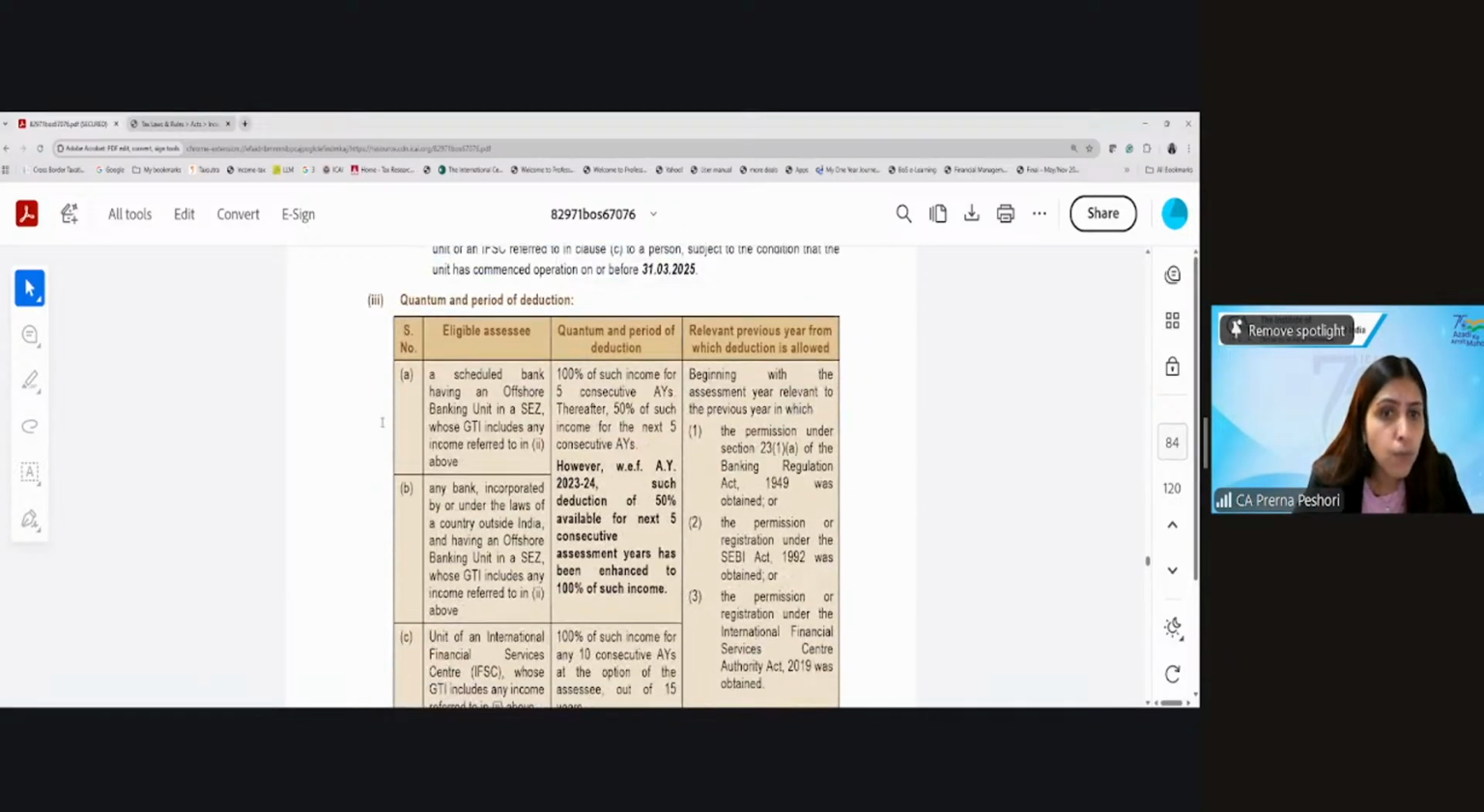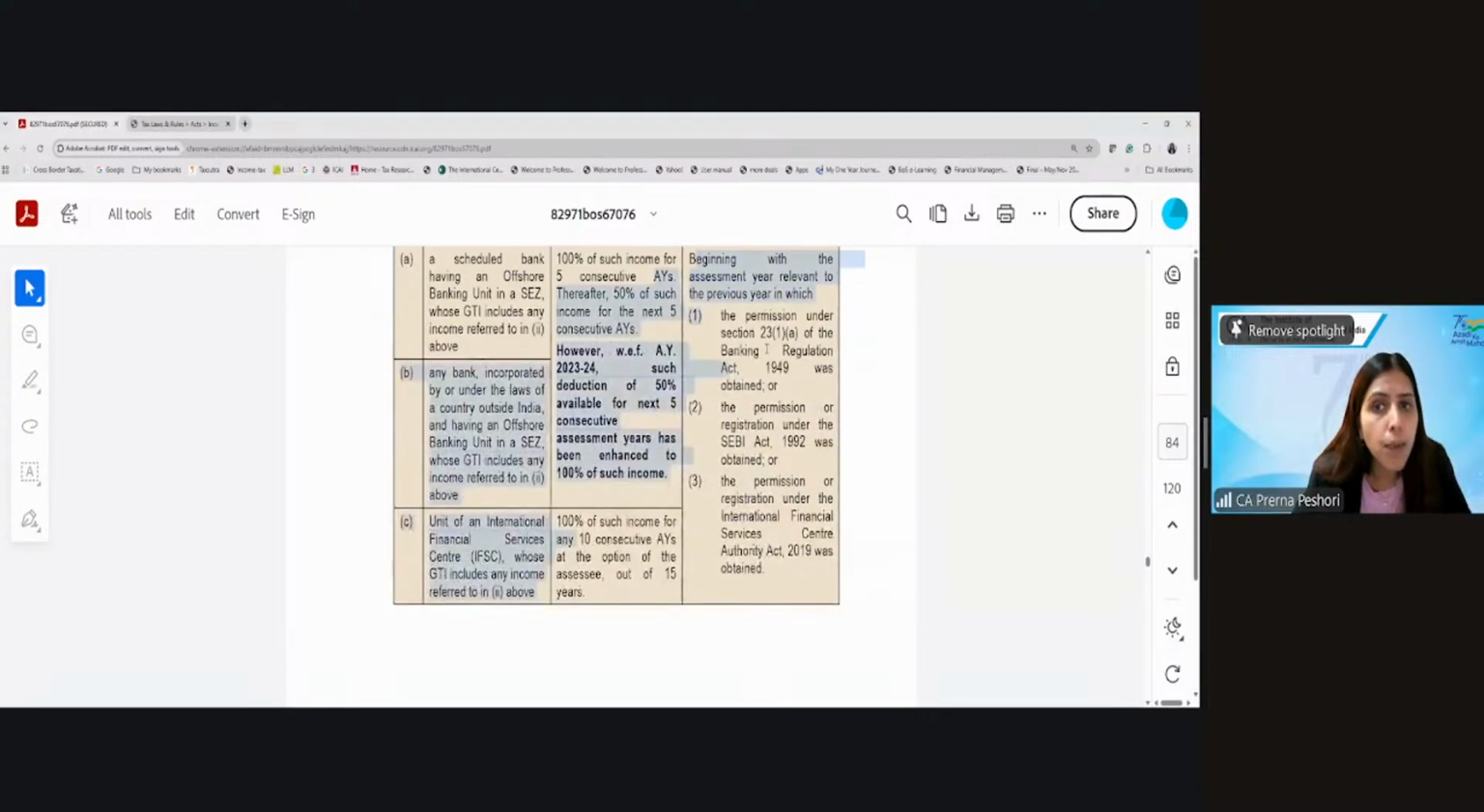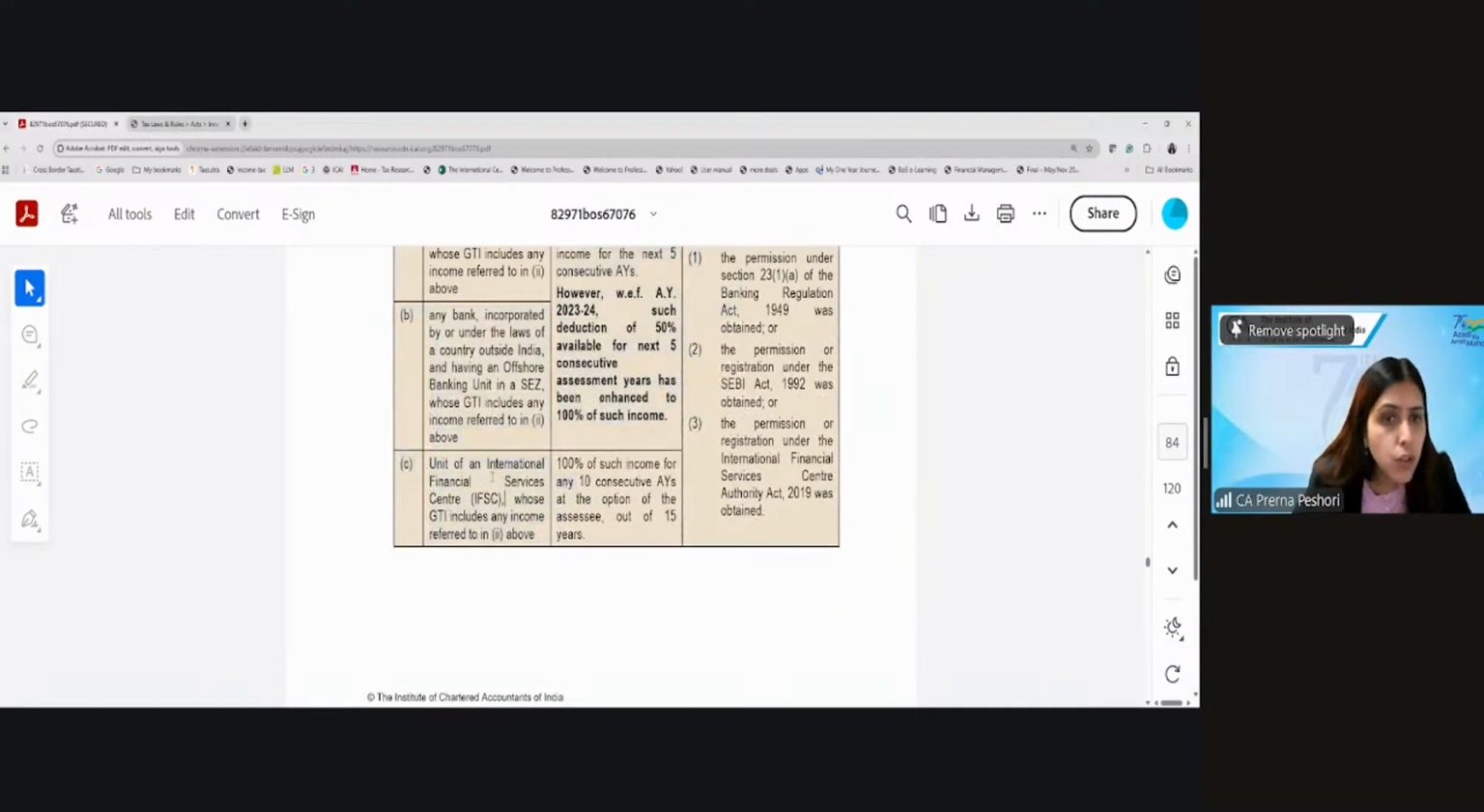What is the quantum of deduction for the SEZ bank? It is 100% for the first 5 years and 50% for the next 5 years. And from 23-24, the deduction which was only 50% for the next 5 consecutive assessment years has been enhanced to 100%. Okay? And this is allowed from the year in which the permission from the bank has been received. For the unit of IFSC, it is 100% for any 10 years out of the 15 years, any 10 years. Fine. So this is the deduction which is available under the old as well as the new scheme. And this finishes your deduction entirely.